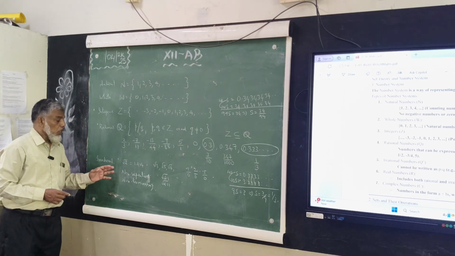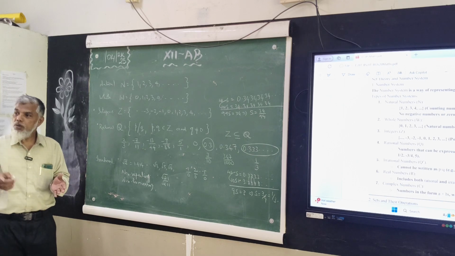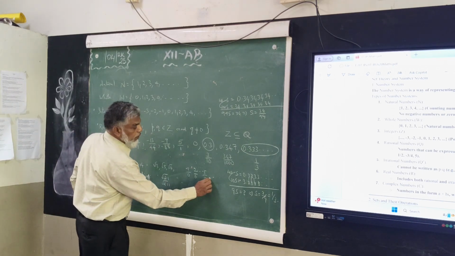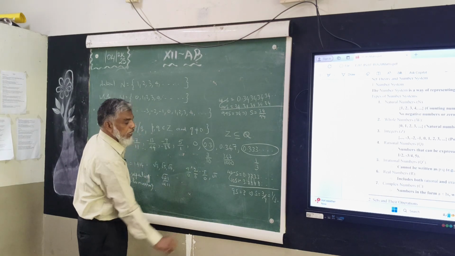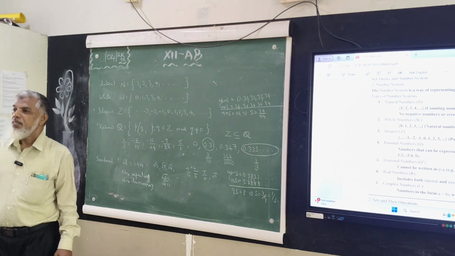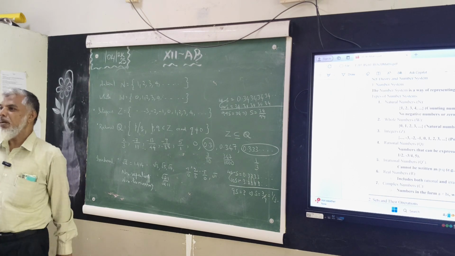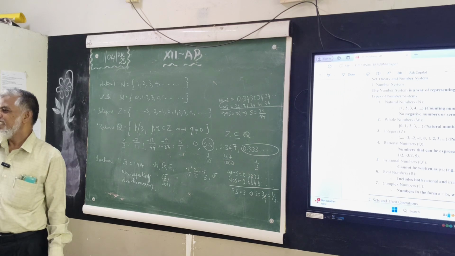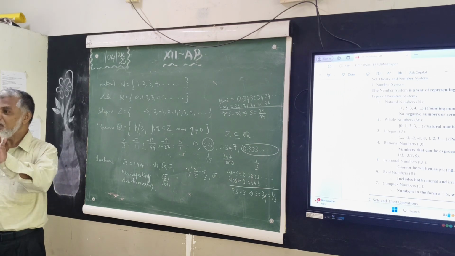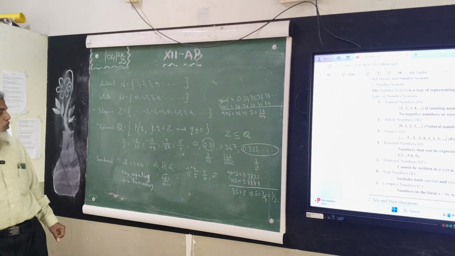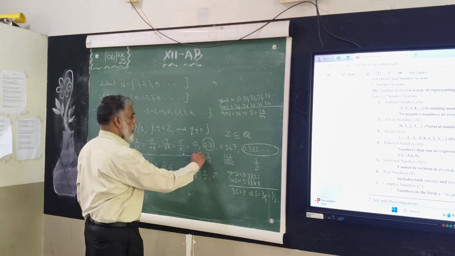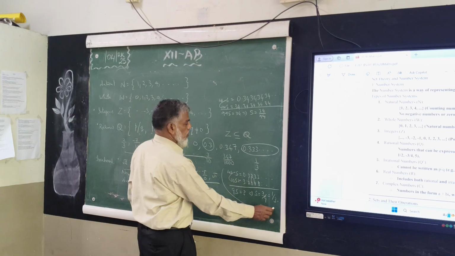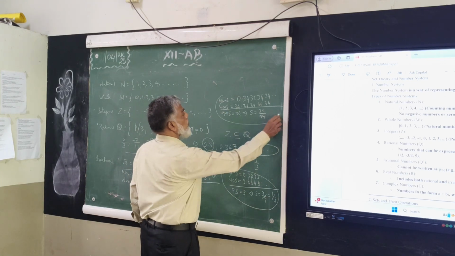Now, other than this, we have one more irrational number, which is called pi. What is the value of pi? 3.14 is the approximate value. 22 by 7 is also an approximate value. Right? So pi is an irrational number. So these are all examples of rational, and these are all examples of irrational. So these two are different.